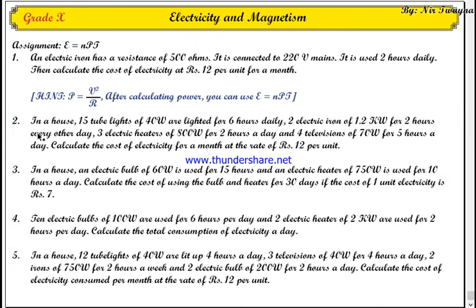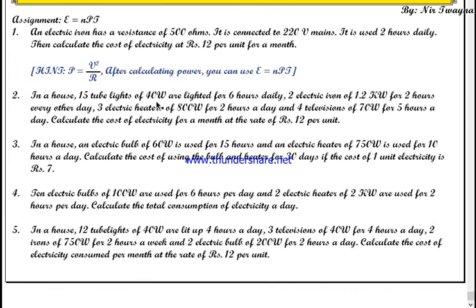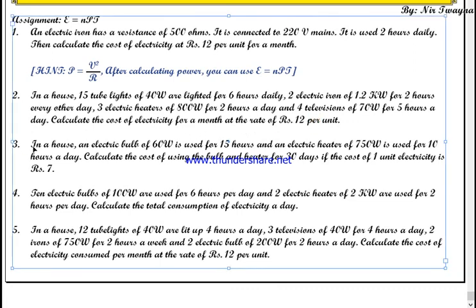Anyway, next question. In a house, 15 tube lights of 40 watt are lighted for 6 hours a day, 2 electric irons of 1.2 kilowatt for 2 hours every other day, 3 electric heaters of 800 watt for 2 hours a day, and 4 televisions of 70 watt for 5 hours a day. Calculate the cost of electricity for a month at the rate of rupees 12 per unit. You can do it.